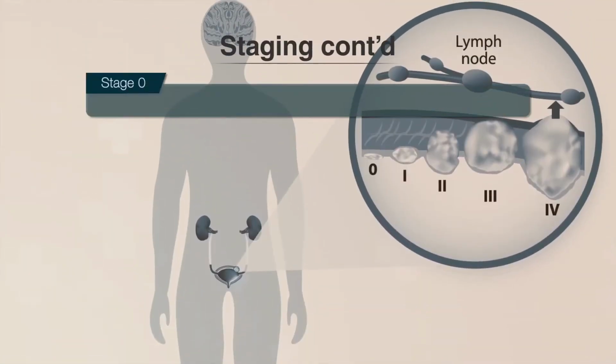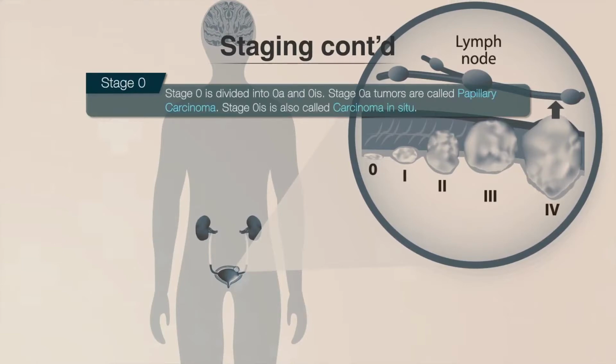In stage 0, there are abnormal cells on the inner layer of your bladder. Stage 0 is divided into 0A and 0IS, depending on the type of tumor. In stage 0A, tumors, called papillary carcinoma, look like little fingers or mushrooms growing toward the center of your bladder. In stage 0IS, also called carcinoma in situ, tumors on the inner layer of your bladder are flat.